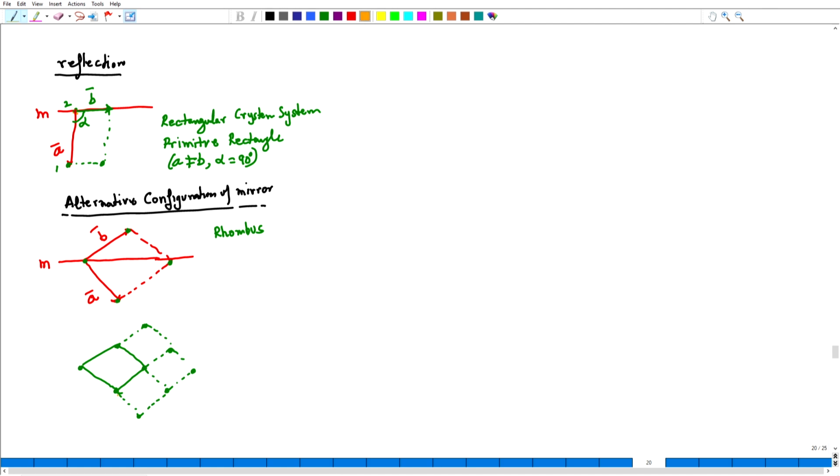Now, let me draw the unit cell, an alternative unit cell. The alternative unit cell can be like this. Now, what has happened here? The lattice points are at the corners of this alternate cell, and there is one lattice point in the center, and the shape is that of a rectangle. At the same time, there is a mirror out here.